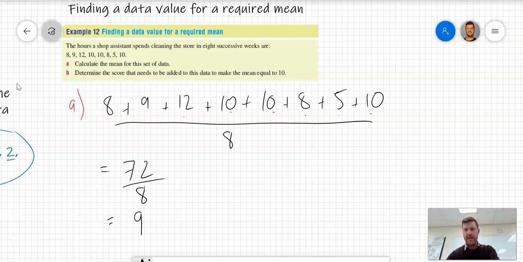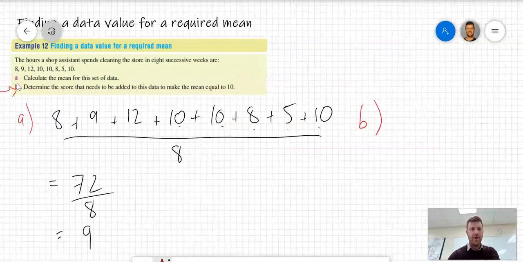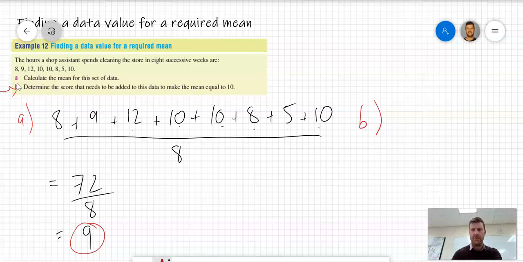That's an easy one. We've already looked at calculating the average or the mean. What I want to do now is, based on the average of 9, look at question B: determine the score that needs to be added to this data to make the mean equal to 10, or make the average equal to 10. So what number are we going to add to make that average equal to 10? Let's set it up here. Now we want the average equal to 10. So rather than the average of 9, we want the average to equal 10. Let's do blue. We want our average equal to 10.